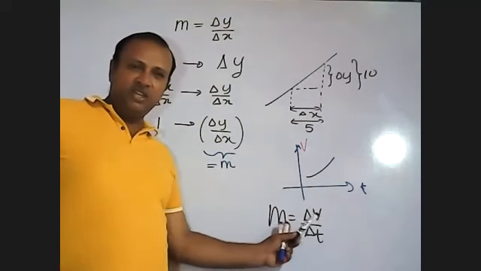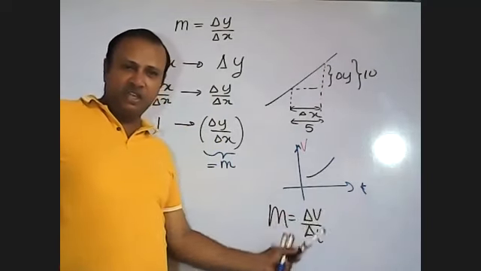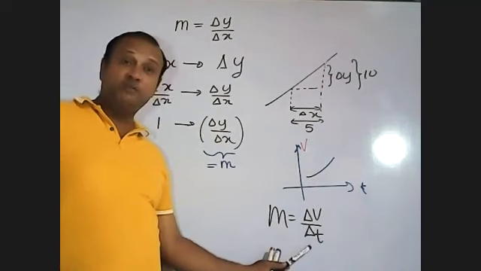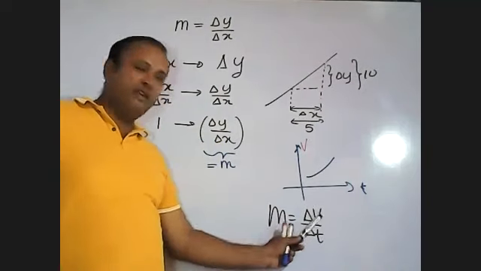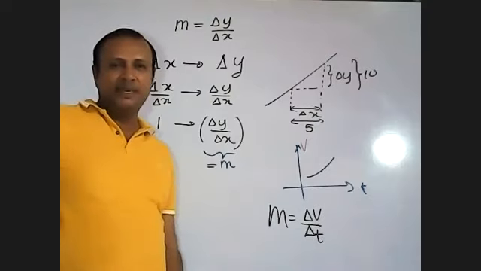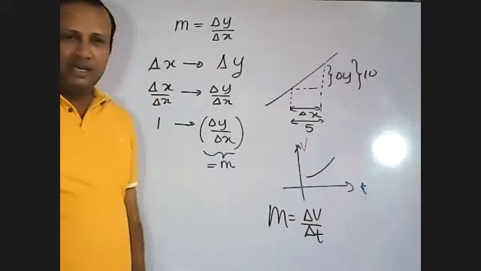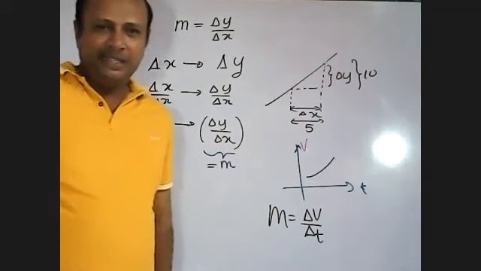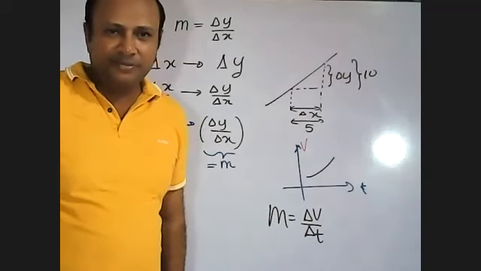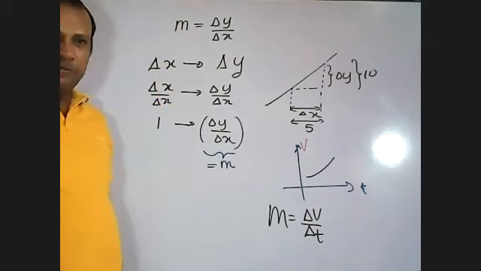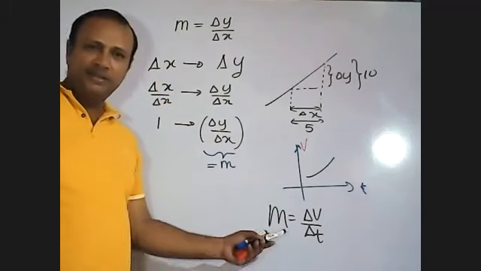Change in velocity. Change in velocity per unit time. Change in velocity per unit time is equal to acceleration. It is equal to acceleration. Okay. Did you get my point? How to describe that one?